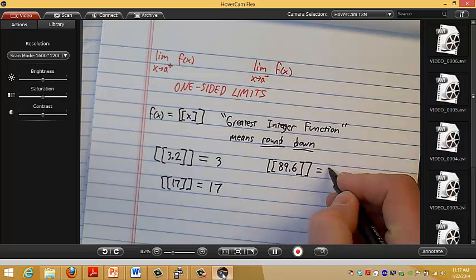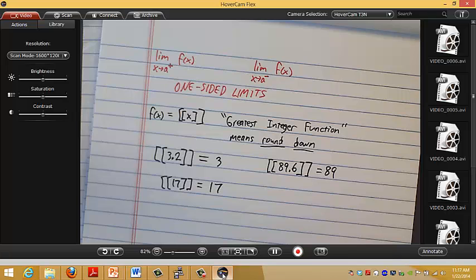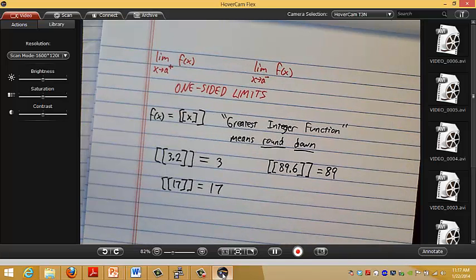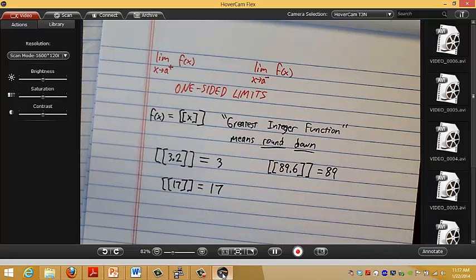That's what some of you were trying to get around when you were talking about your grades earlier. But no, that's, right? This is greatest integer. It means round down. Even if you're above 0.5, you still round down.